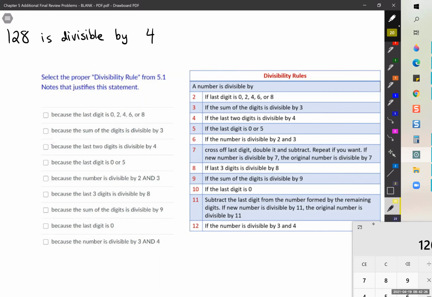So it says if you're looking to see if a number is divisible by 4, you see if the last 2 digits are divisible by 4. So for us, we'd say, is 28 divisible by 4? Yep, by 7. So that would be the reasoning. And that's what we'd select.